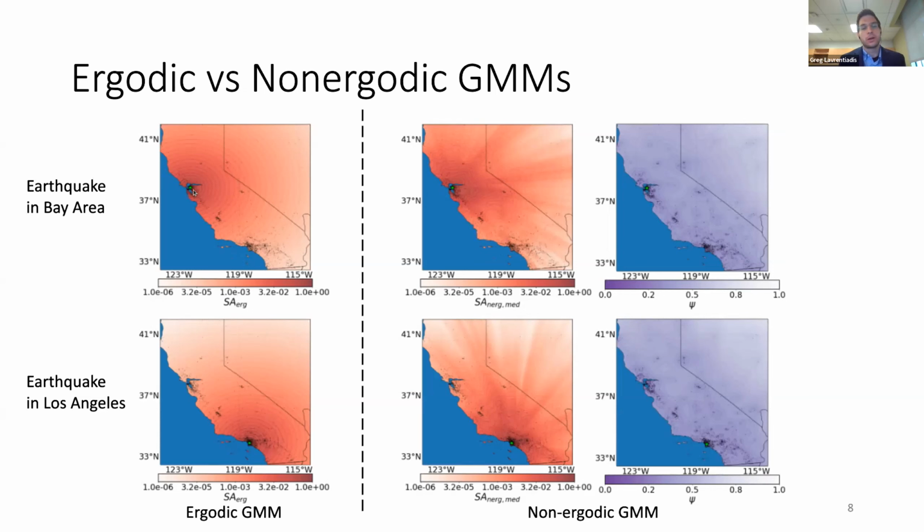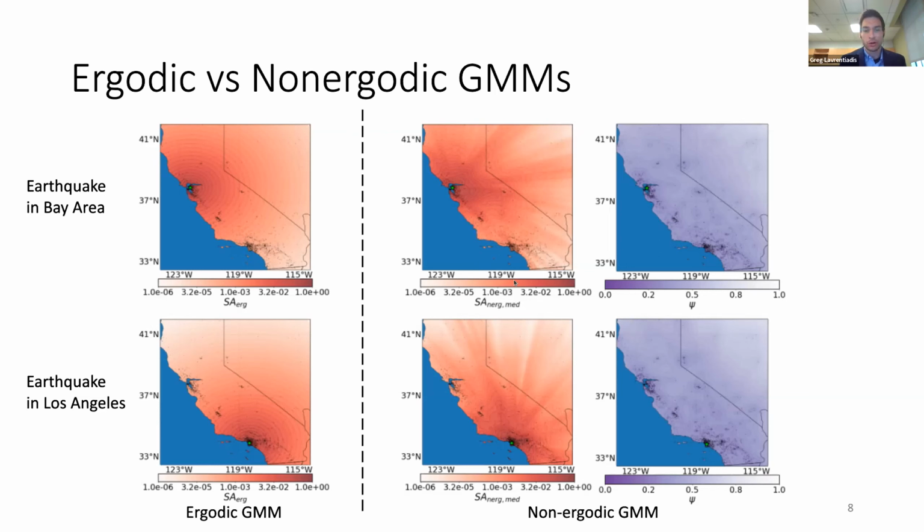And as we can see, in the prediction of an ergodic model, the location of the earthquake is not important. So we will have the same attenuation whether the earthquake is in Bay Area or in Los Angeles. However, for the non-ergodic models, the location of the earthquake and the site matters, because that will dictate the influence of the systematic effects. So we can see a different distance scaling between the two regions.